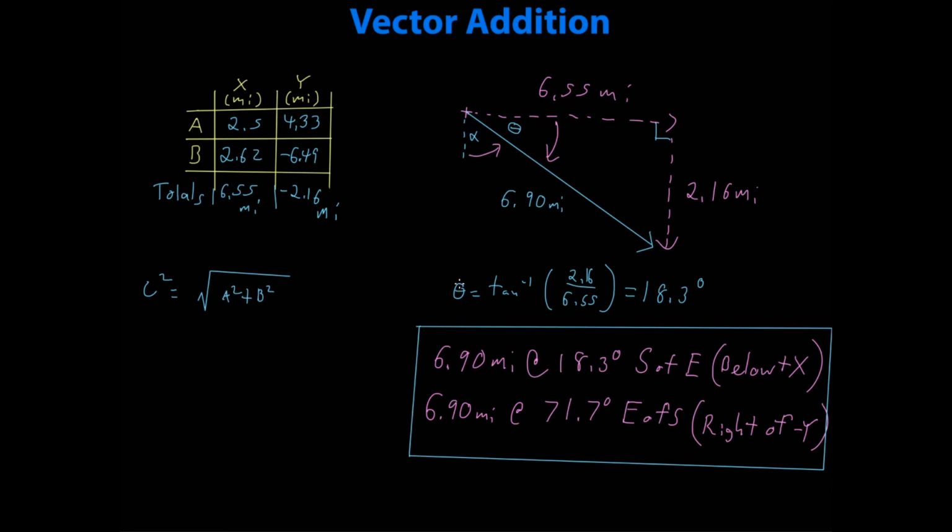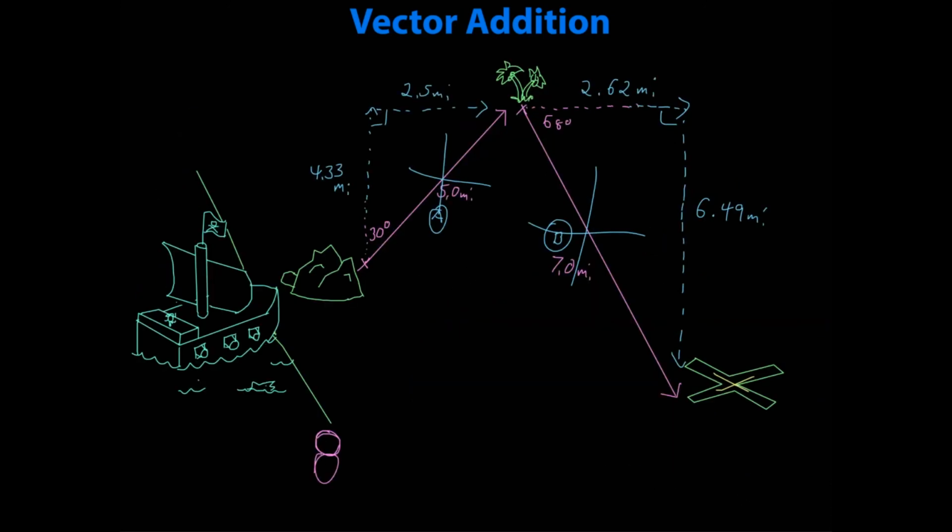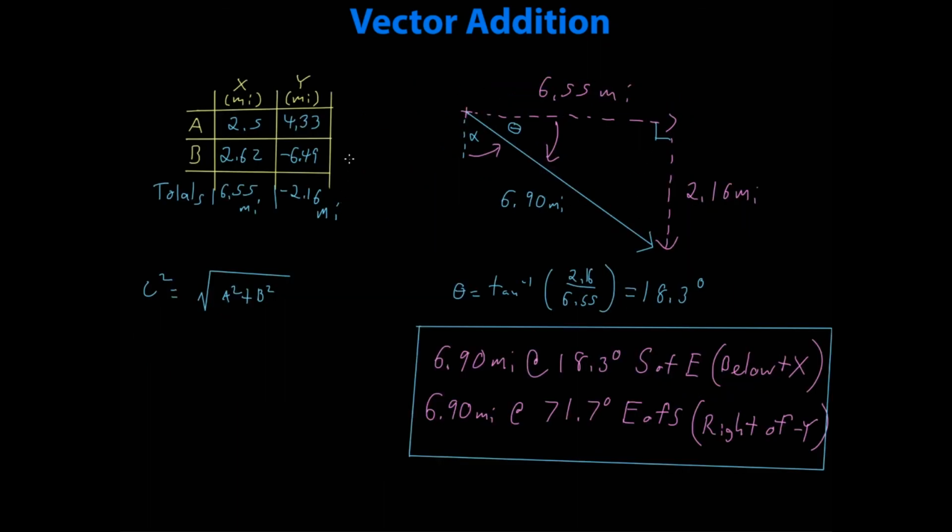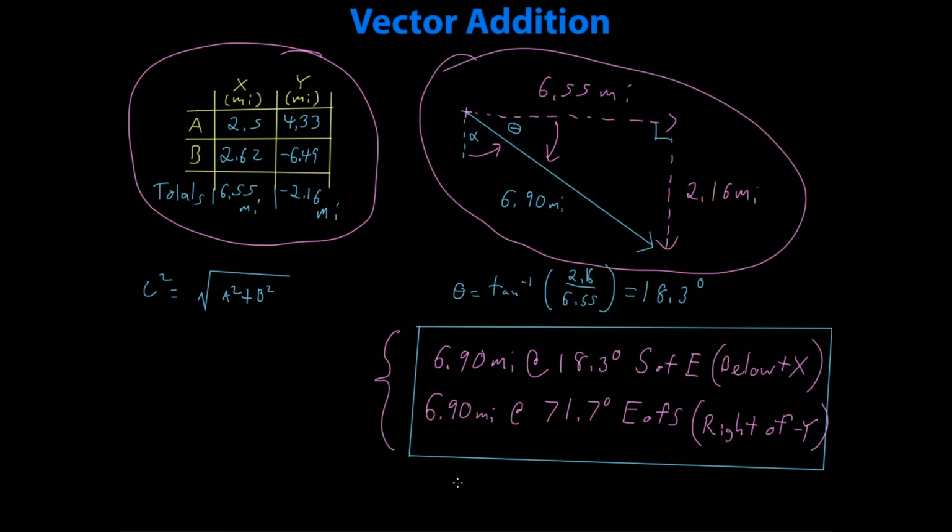So this technique involves three parts. 1, break down the vectors into their component pieces. 2, combine those x and y components. 3, put those components back together. And the last thing you do is to actually state the resultant vector with the proper magnitude and direction.